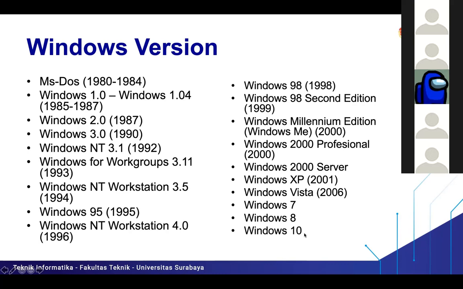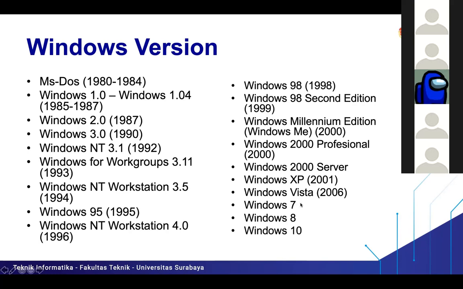So we missed Windows 9, right? I don't know why Microsoft skipped the Windows 9 version. Maybe one of you knows the reason why Microsoft skipped Windows 9. Why did they just move to Windows 10 after Windows 8?